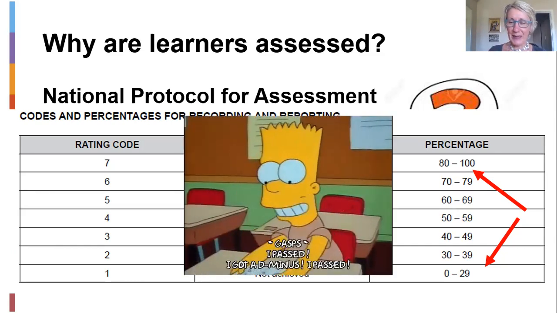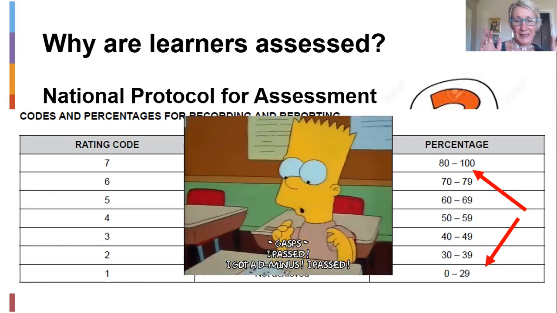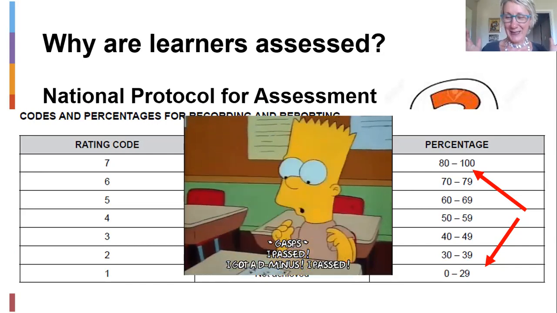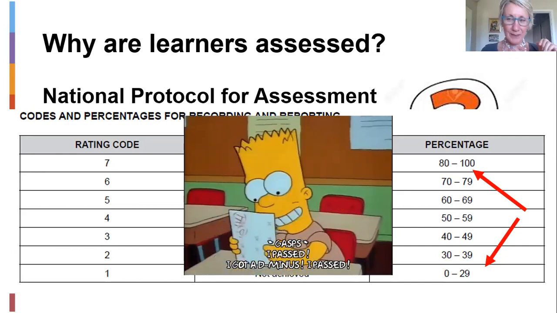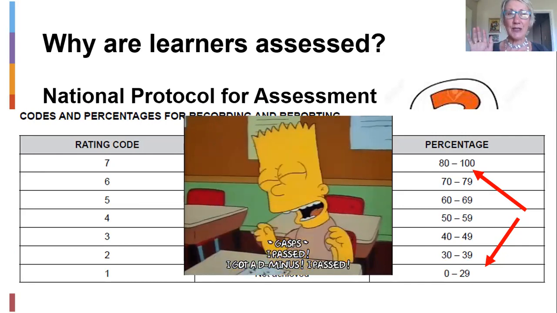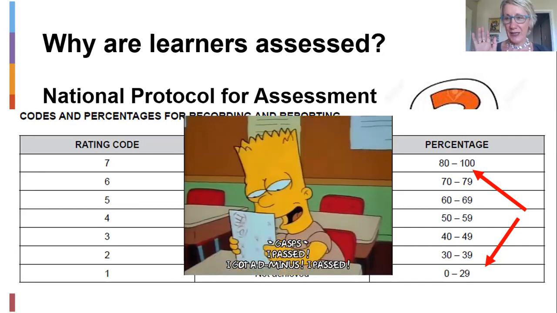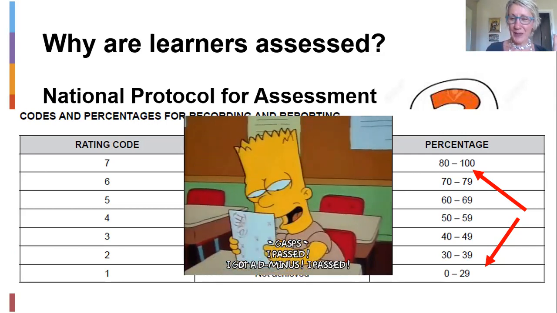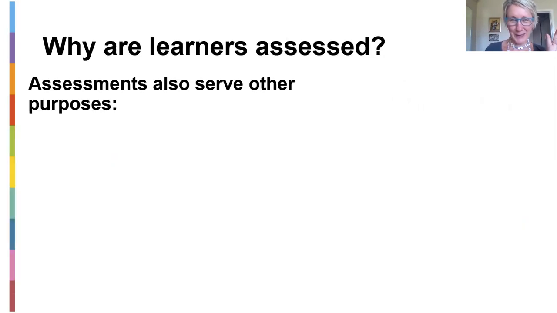Right, and if you're a bit like Bart here, he gasps, he says, I passed, I got a D minus. Sometimes I say there's nothing wrong with 50. If you pass and you've got 50, no one's going to ask you what you got for first additional language. They're not going to worry about it as long as you've passed. So 50 is good, it's a pass.